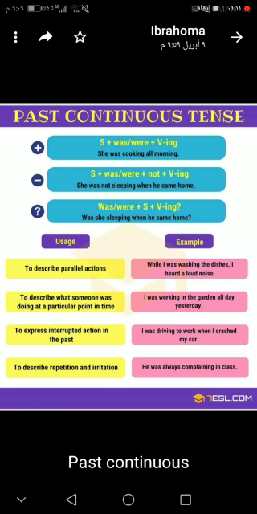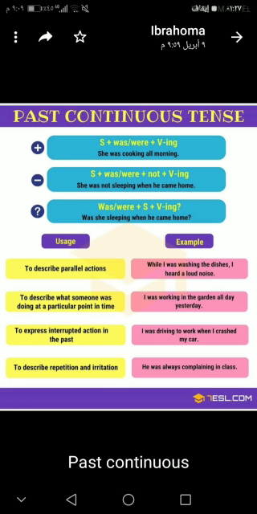She was cooking all morning. If you notice here, she is the subject of the sentence, was is the auxiliary verb, and the main verb is cook. It's joined with ing because it was preceded by was.